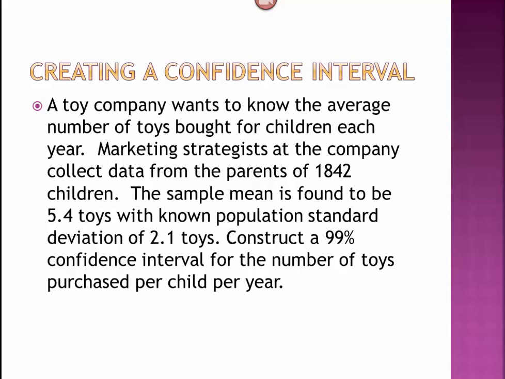Here's another example for you to work and to try doing this on your own. Pause the video at this point and see if you can construct a 99% confidence interval for the number of toys purchased per child per year. The answer here for our confidence interval is 5.27 all the way up to 5.52. We would say that we can be 99% confident that the number of toys purchased per child per year is between 5.27 and 5.52.